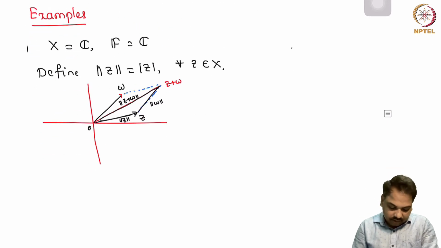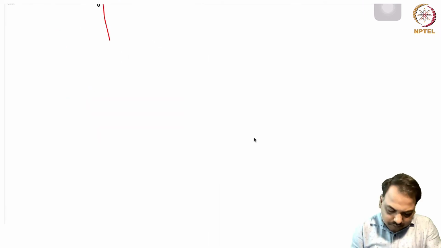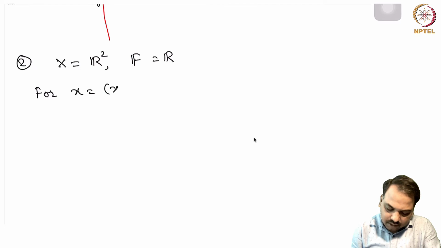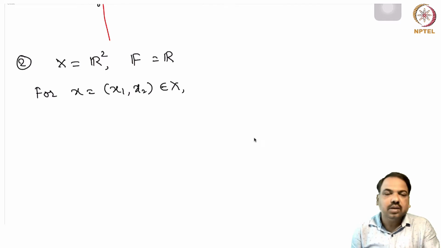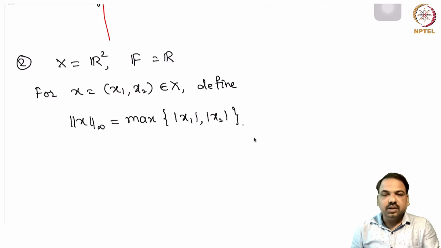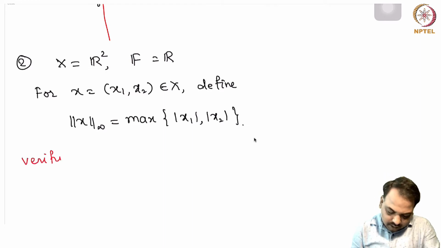Okay, let us look at one more simple example. Take X equal to R^2 and F equal to R. For x equal to (x1, x2) in X, define a new function like this as the maximum of mod x1, mod x2. It is easy to verify that this new function defines a norm on X.